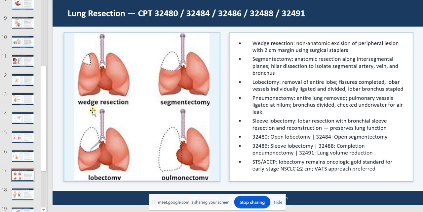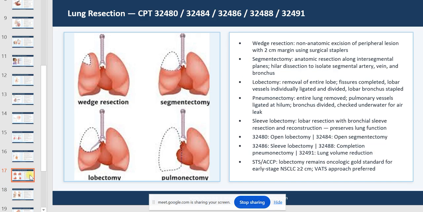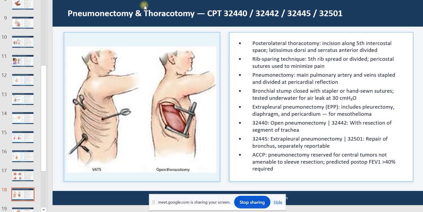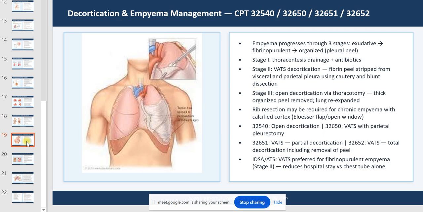So lung resection, for example, taking out a small portion, is segmentectomy. One segment they're removing. Lobectomy, the entire lobe is removed. In this case the entire lung is removed: pulmonectomy. So there is a difference. This is thoracotomy, an open procedure, whereas this is keyhole surgery, thoracoscopy, with separate codes. All right.